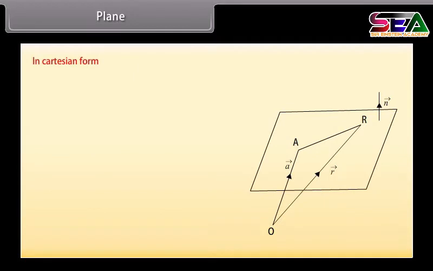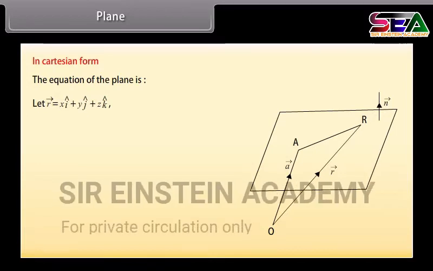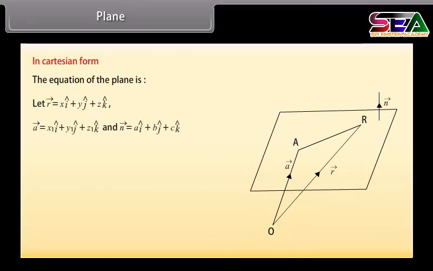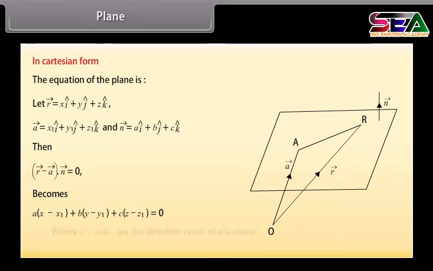In Cartesian form, the equation of the plane is: let vector r equals x i cap plus y j cap plus z k cap. Vector a equals x1 i cap plus y1 j cap plus z1 k cap. Vector n equals a i cap plus b j cap plus c k cap. Then, the dot product of vector r minus vector a and vector n equals 0 becomes a into x minus x1 plus b into y minus y1 plus c into z minus z1 equals 0, where a, b, and c are the direction ratios of the plane.